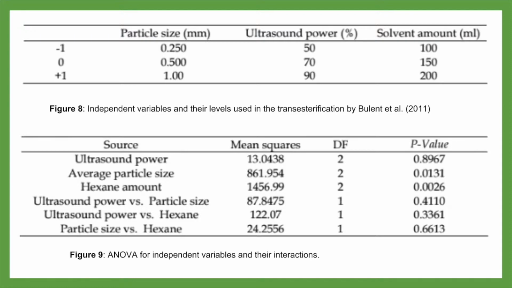In Biela et al.'s study, it was found through the significance shown that using ultrasounds and hexane solvents to extract the oil from the soybeans yielded the highest biodiesel volume.